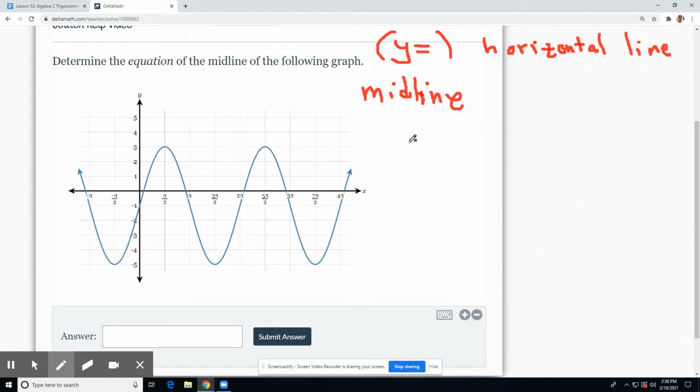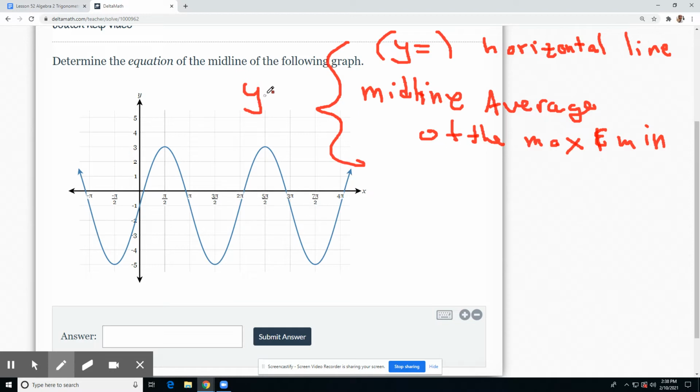So the midline is going to be equal to the average of the maximum and the minimum. The maximum and the minimum. And remember, we're in the context of y values here, all right? So the biggest y values or the outputs. So when I look at this, the average idea is you add them up and divide by how many there are.